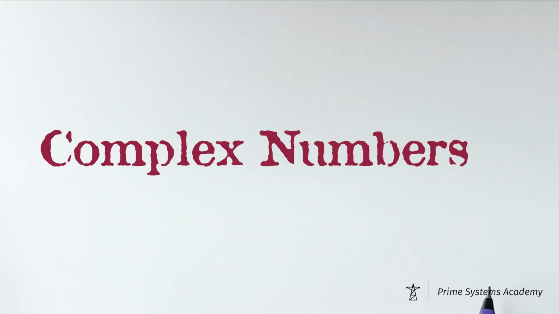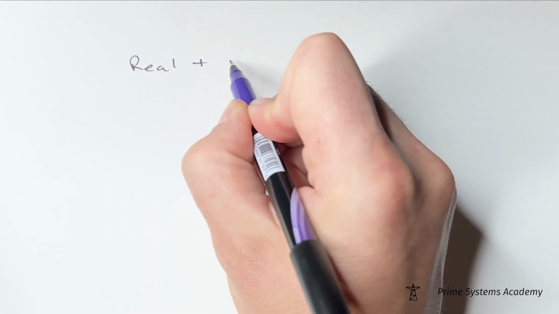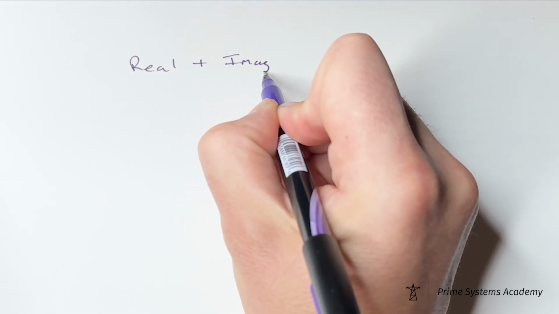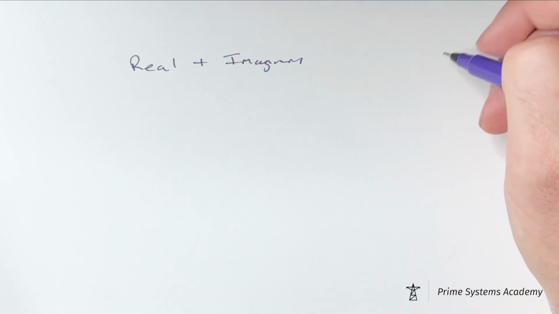All right, now we'll look at complex numbers. So complex numbers are a type of number that combines both real and imaginary parts. You can think of them as numbers that live in two worlds at once. So the real number world and the imaginary number world.